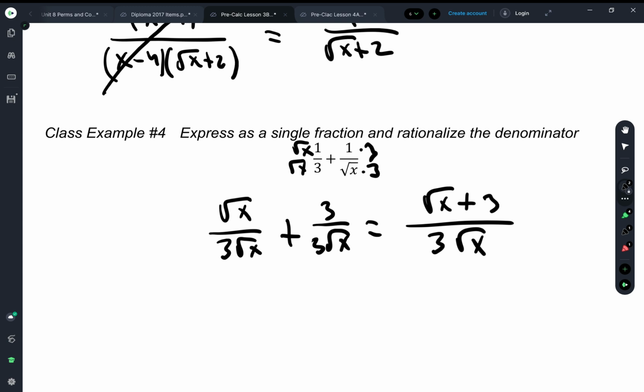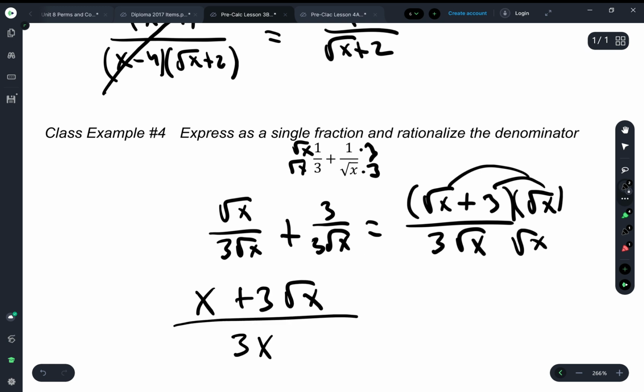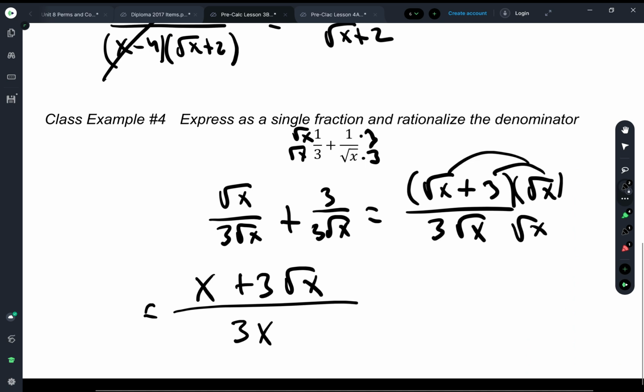Okay, and so then what we're going to do now is we're going to go ahead and hit the root x to top and bottom for the rationalization step. Remember that's going to distribute there. So the first piece there, root x times root x is just x, plus 3 root x. The bottom here is just going to be simply a 3x. And that's it. Okay, that's all for lesson 3B here in our pre-calc review.